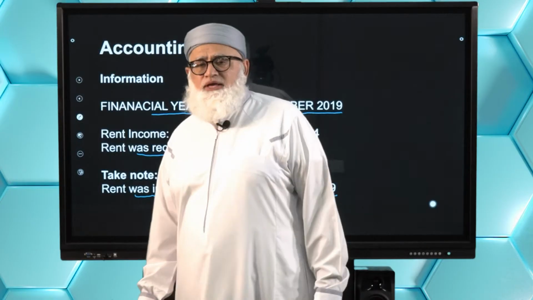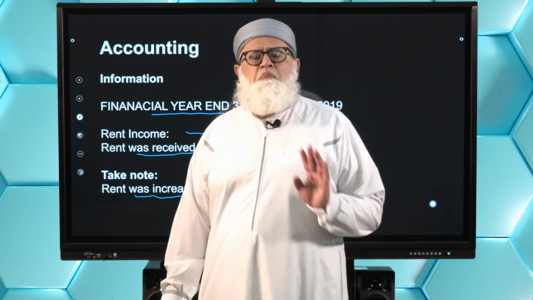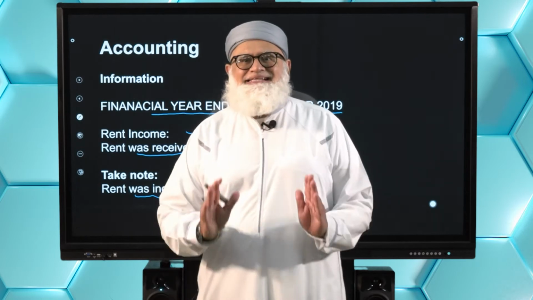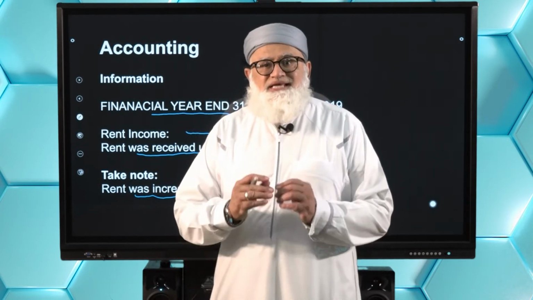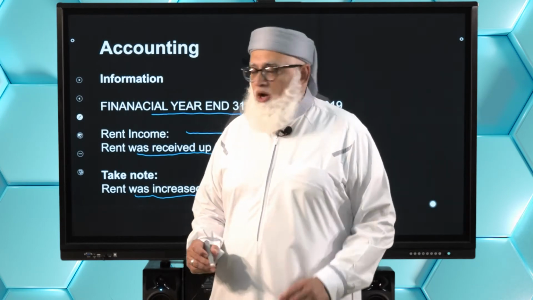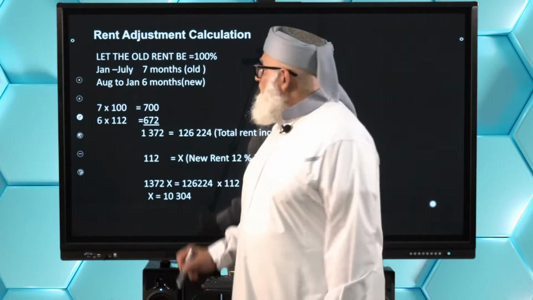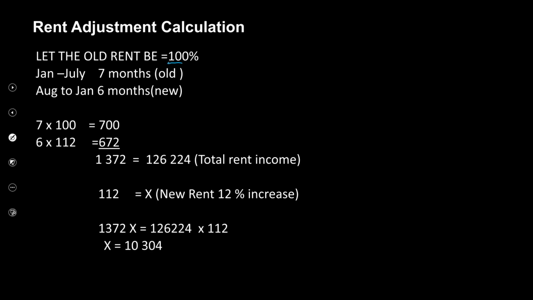Right? Okay. Now, when you get an adjustment like this here, what is important for you to do is write down the information in such a way that it makes sense to you. Watch. This is how we go about doing it. Start off by saying, you don't know what your old rental was in Rand value, but you do know that it was 100%. Okay? So step number one, let the old rental be 100%.